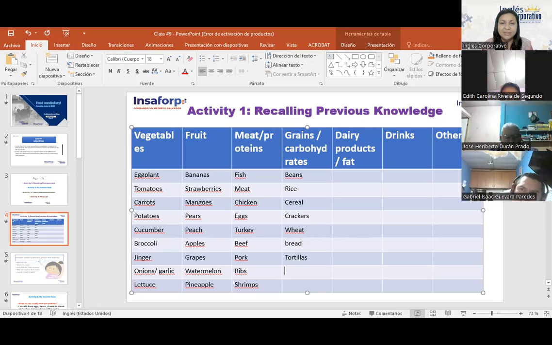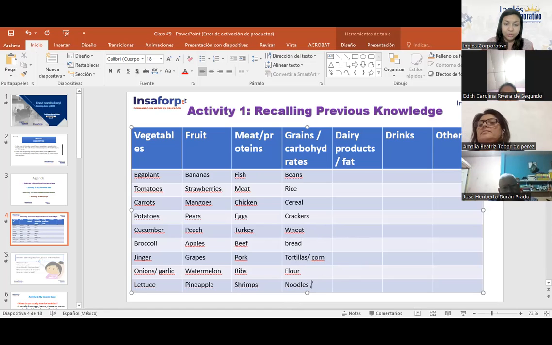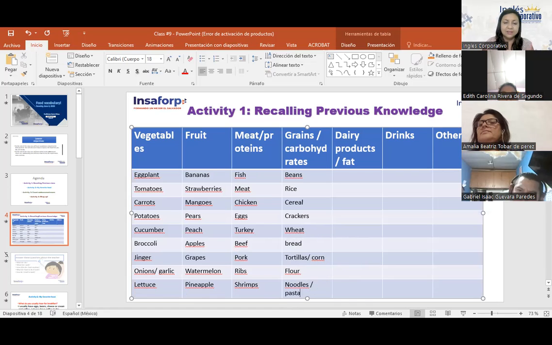And also carbohydrates. Well, everything that is from corn, flour, noodles, spaghetti. Noodles, all the pasta, spaghetti. Same.